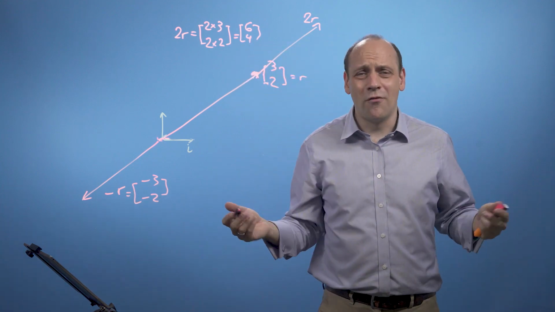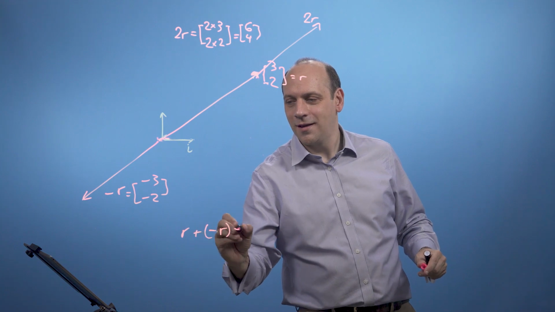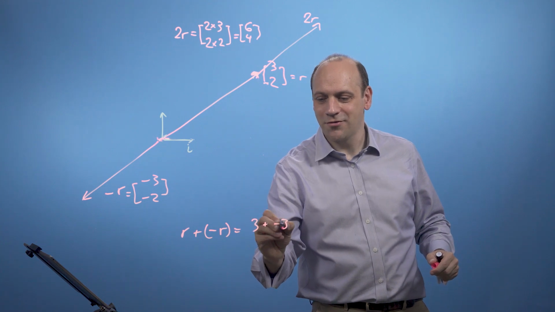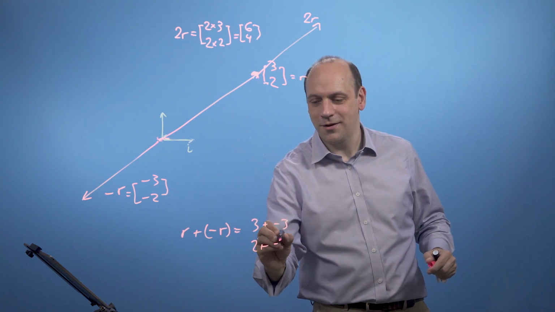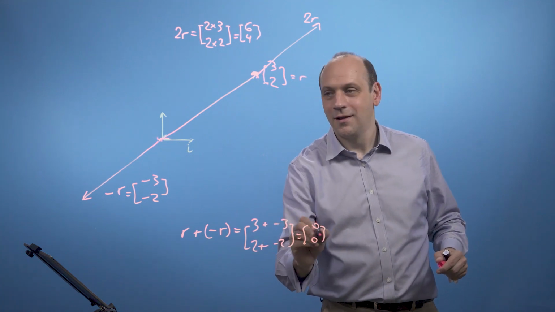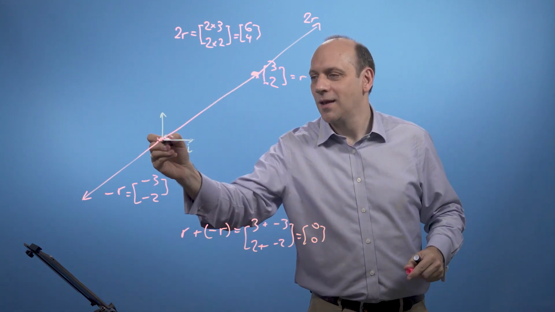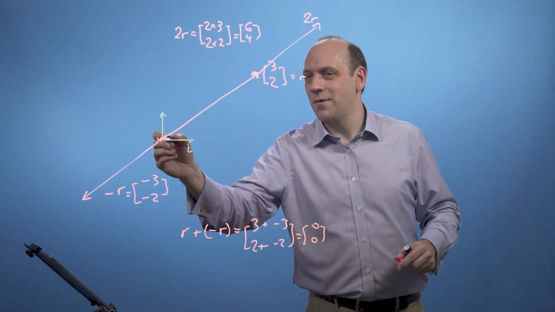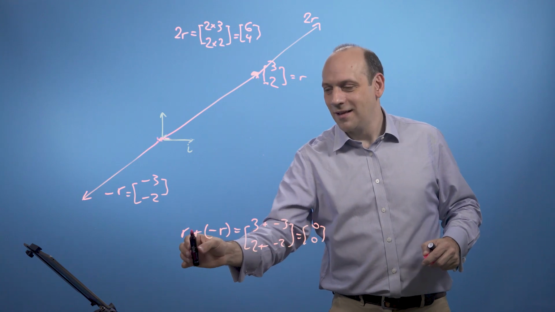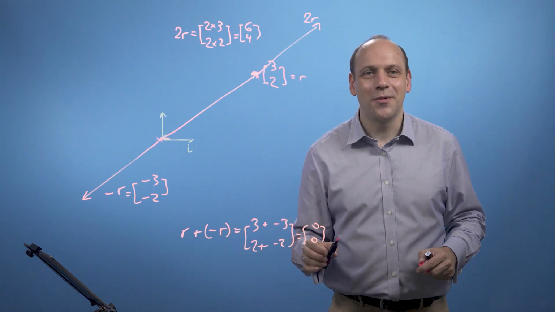So then we see, sort of obviously, that r plus minus r is equal to 3 plus minus 3 on the i's and 2 plus minus 2 on the j's, which is equal to 0, 0. So if we do r and then add minus r, we end up back at the origin, duh. Therefore, we've defined what we mean by vector subtraction here. Vector subtraction is just addition of minus 1 times whatever I'm putting after the minus sign.